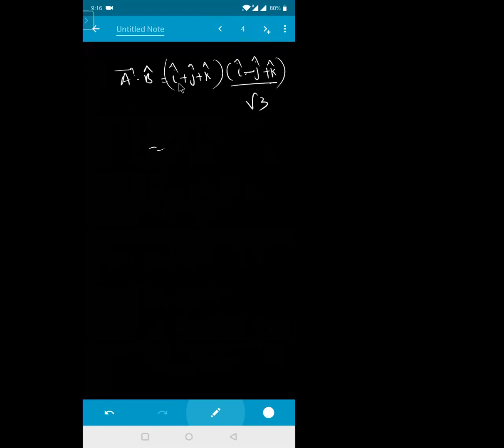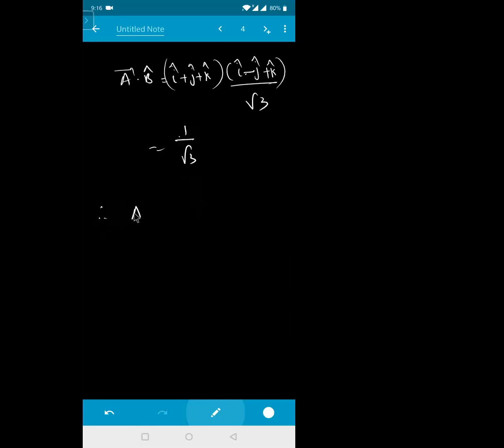So this is a dot product. I dot I is how much, beta? It is 1. J dot J, with the minus sign, is equal to minus 1. And K dot K is equal to 1. So 2 minus 1, this will become 1 by root 3.